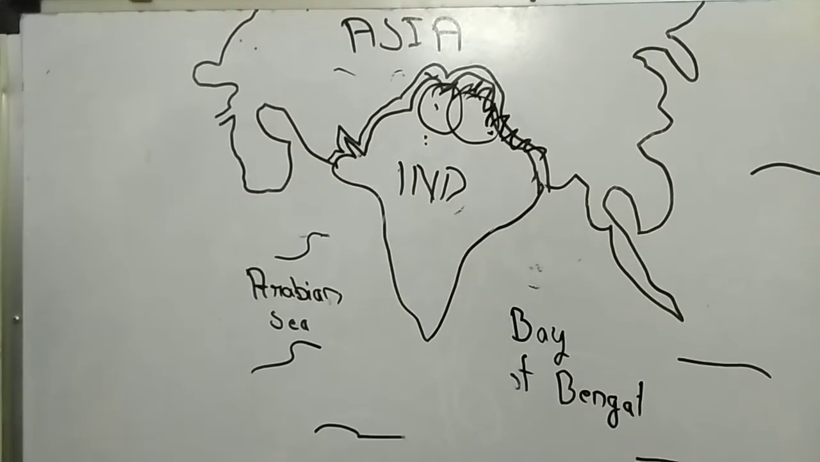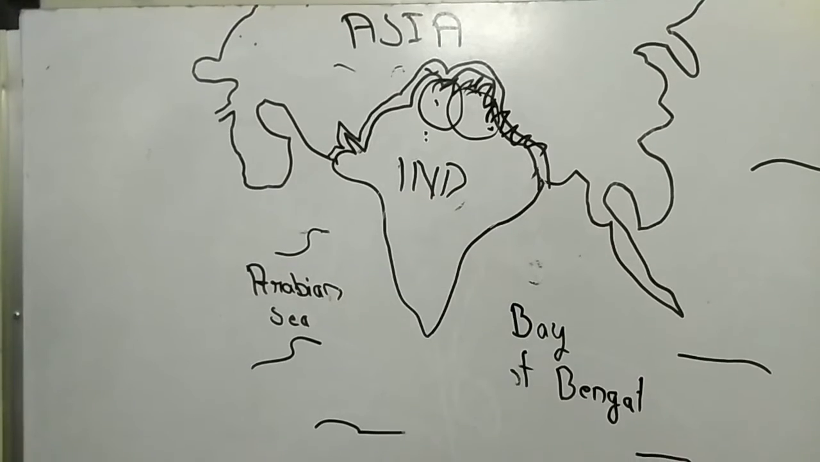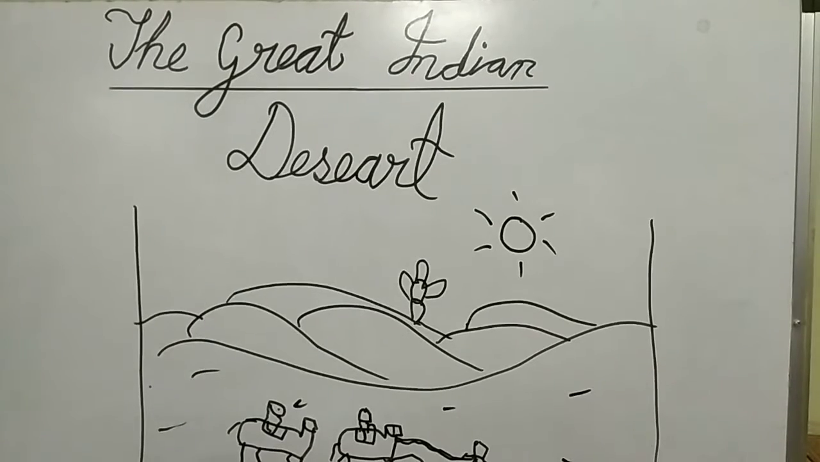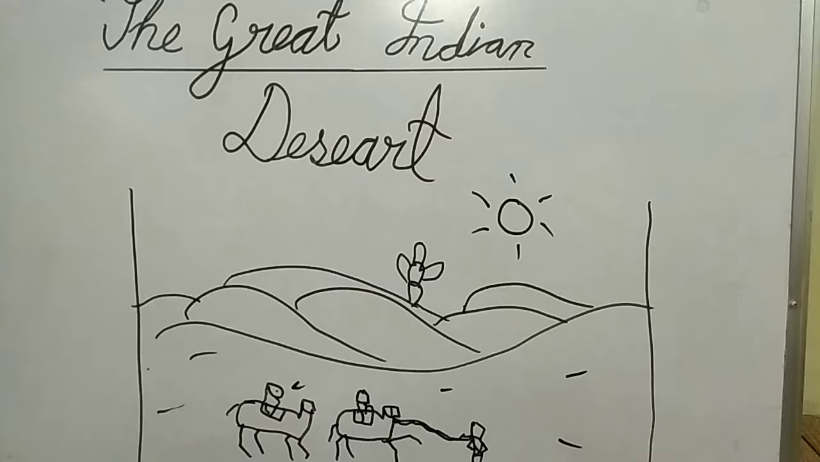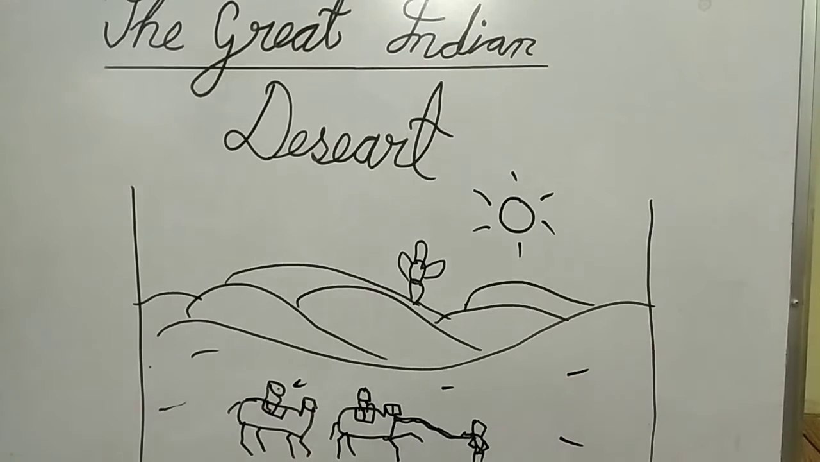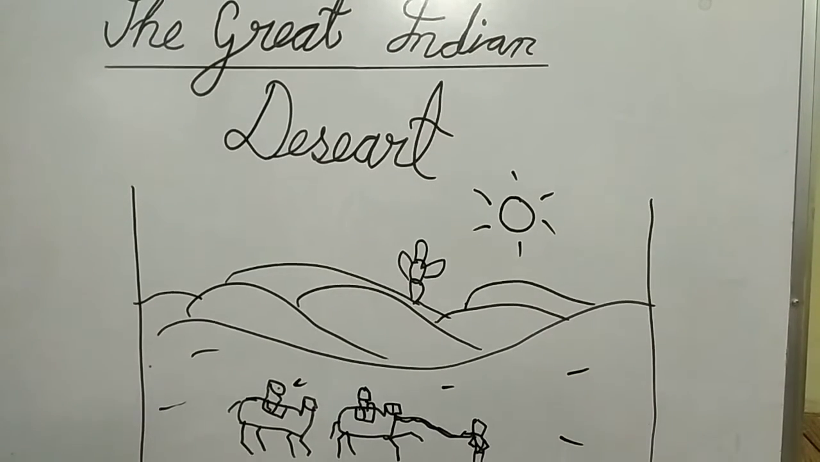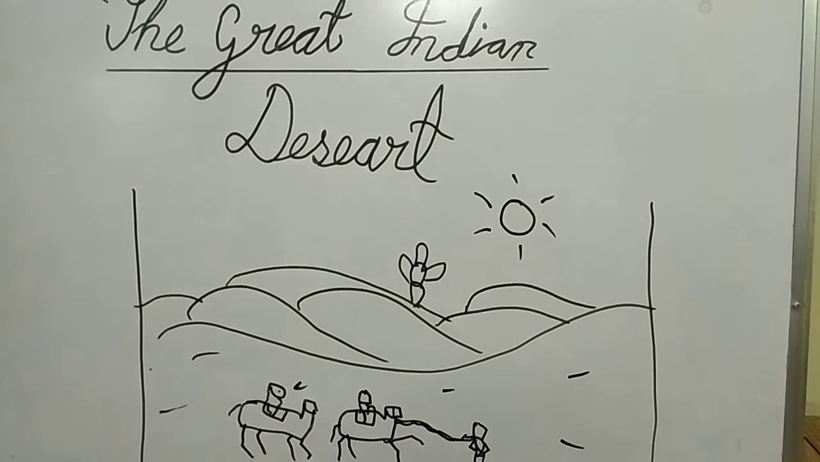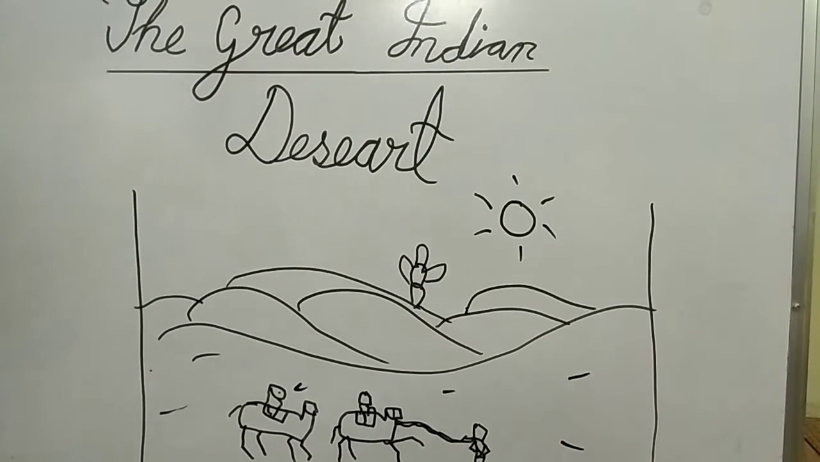So let's move on to our next topic, which is the deserts. Now we are going to talk about the Great Indian Desert. As you know, the Great Indian Desert is also known as the Thar Desert. It forms a boundary between India and Pakistan.